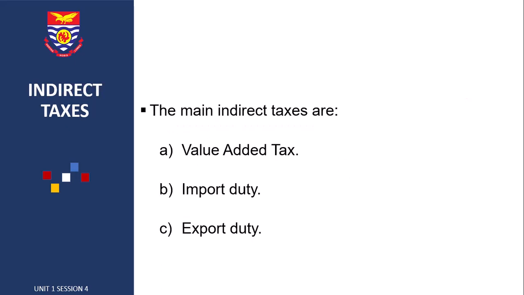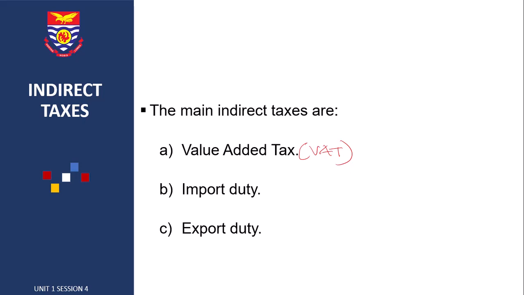Let us look at the main indirect taxes we have. So we have the value added tax, which we call VAT for short. So VAT is the tax applied on the value added to goods and services at each stage of the production and distribution chain. Please, the stress here is the value added.